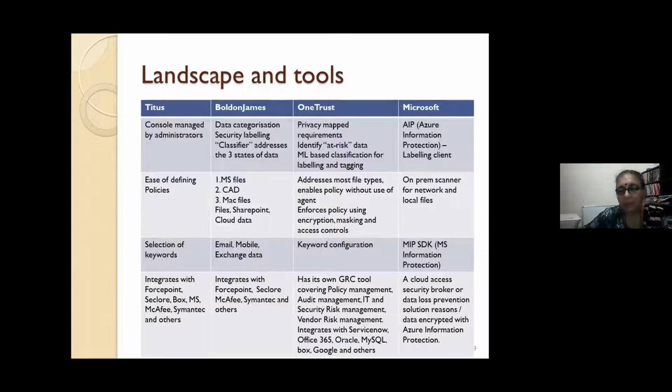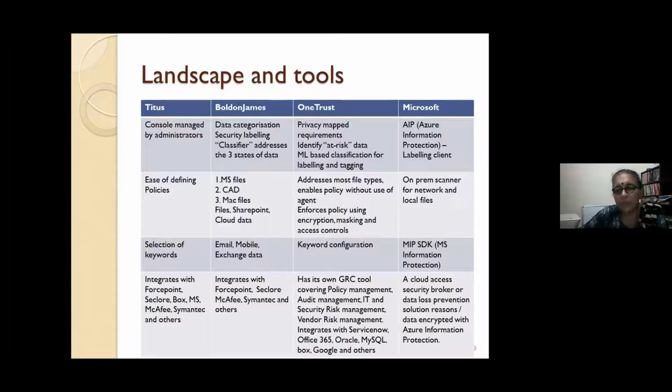As I was saying, Microsoft also has a cloud access security broker and a data loss prevention tool set, and data is encrypted. Again, I have not explored much into the Microsoft tool stack, but this looks to be a more established tool set from Microsoft. Obviously, of course, it's a large organization and they have a lot of customers.